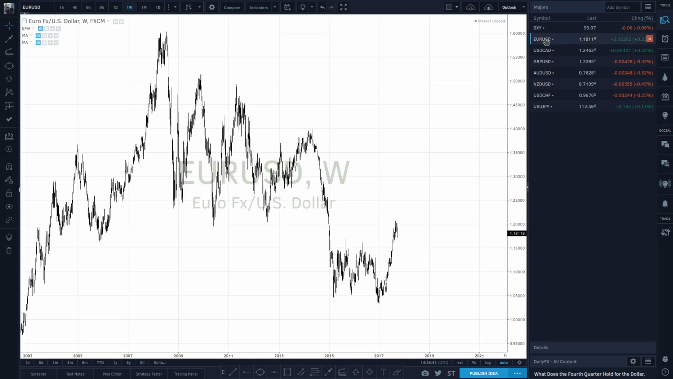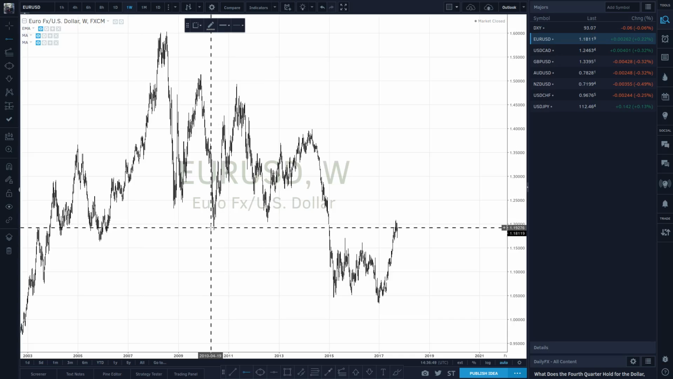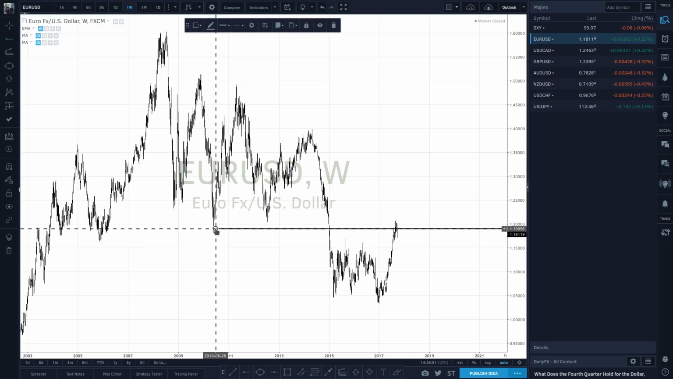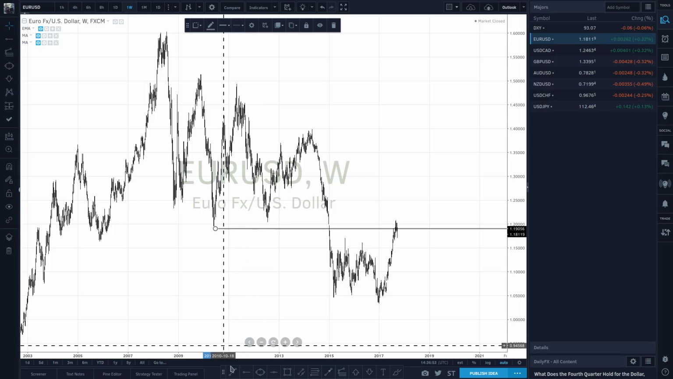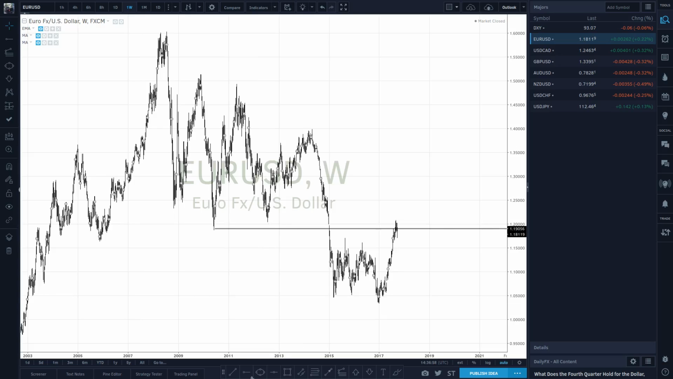Now getting into the euro dollar. Euro dollar is currently testing this low right here. We have this low here. We also have this low here. So this would be our resistance level.